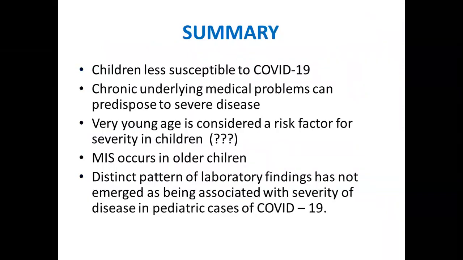Although children are less susceptible to COVID-19, the clinical picture in childhood is often distinct from that in adults, though in both age groups chronic underlying medical problems can predispose to severe disease. But in contrast to adults, where older age is an independent risk factor for severity and mortality, in children, very young age is considered a risk factor for severity. But this has recently been questioned. And also, MIS in children occurs in older children.